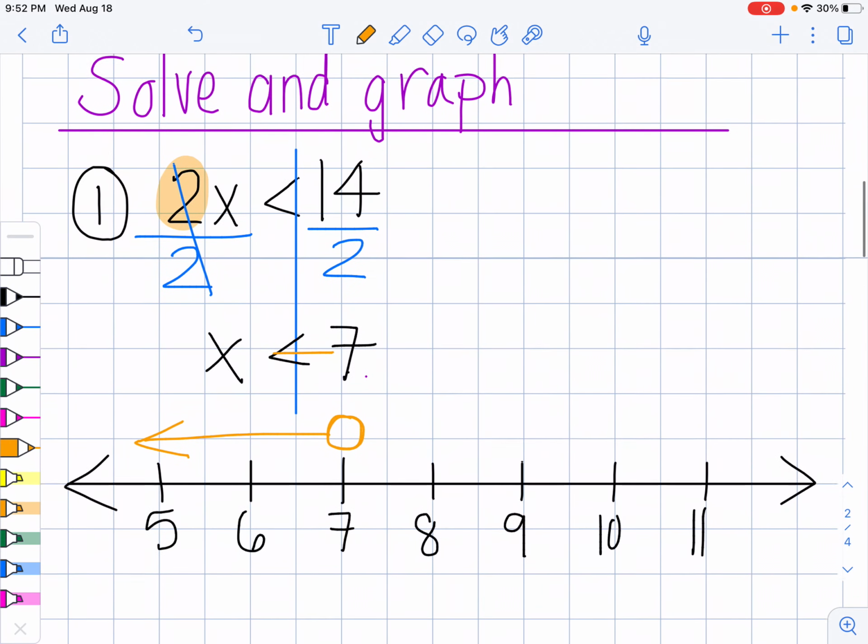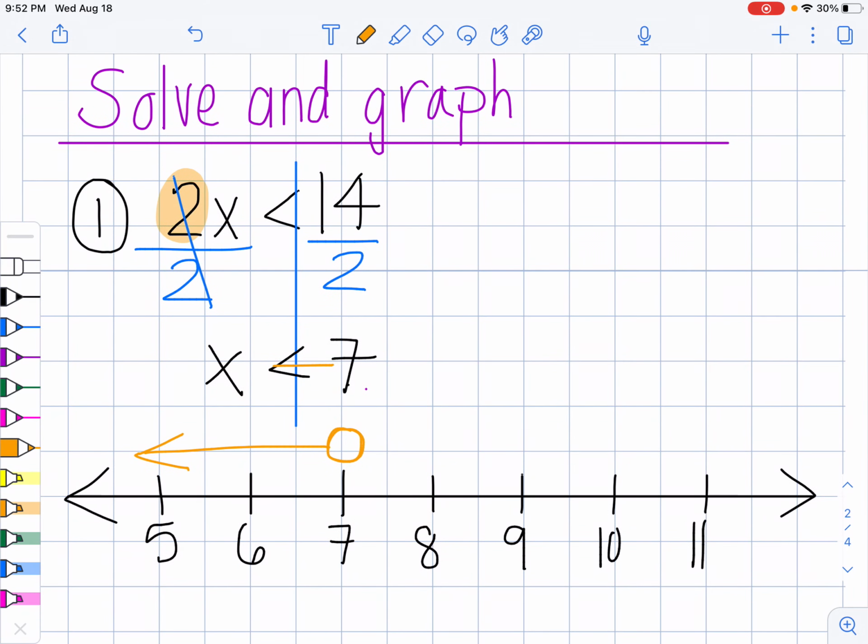Next one. What does that mean, by the way? We haven't talked about that yet. If a number x is less than 7, that just means any number that's smaller than 7 is going to fit in my solution. So I could choose 6, which is smaller than 7. I could choose 5.5. I could choose 5. I could even go further down the number line. I could choose 4 or 0 or any number that's smaller than 7. But remember, 7's not included.